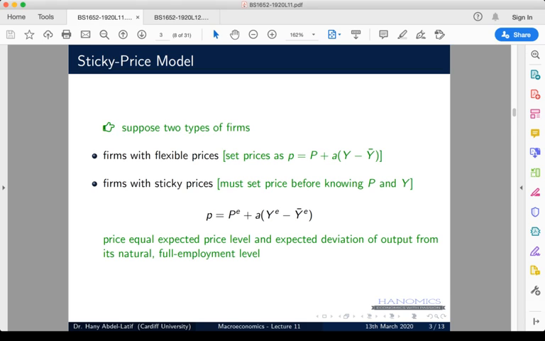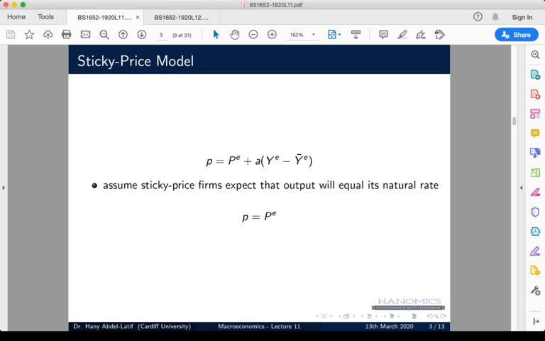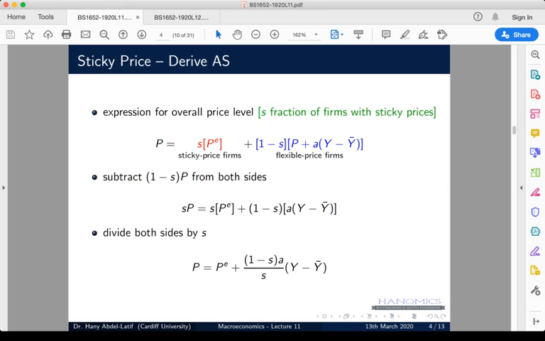And from here, we just made some assumption that if these sticky price firms, or these firms that are faced with sticky prices, expect the output to equal its natural rate, so these two are equal, that means this will cancel out, and in such a case, all firms will set their prices based on their expectation of the price level mainly. So P here just shows you the price for an individual firm, and this is the expected price level, or overall expected price level. So from here, we tried to show how we can derive this.